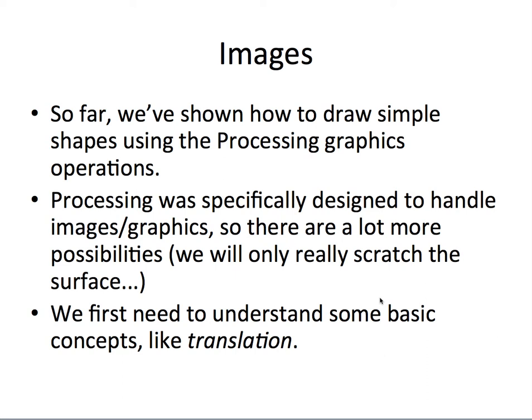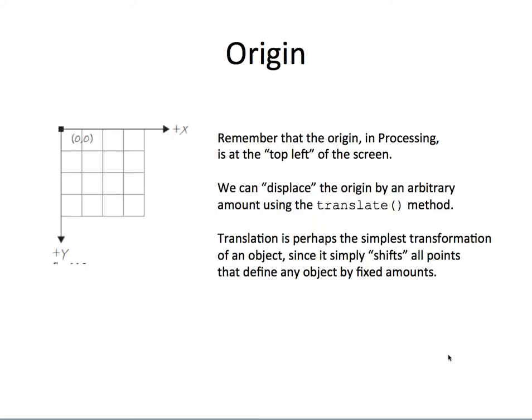But before we start, we just need to familiarise ourselves with a couple of core concepts, the first of which is translation. So hopefully by now we're used to the fact that the origin in Processing is located at the top left, but we can move this around if necessary. And this is generally used when we want to move objects around but easily maintain the same coordinates for them.